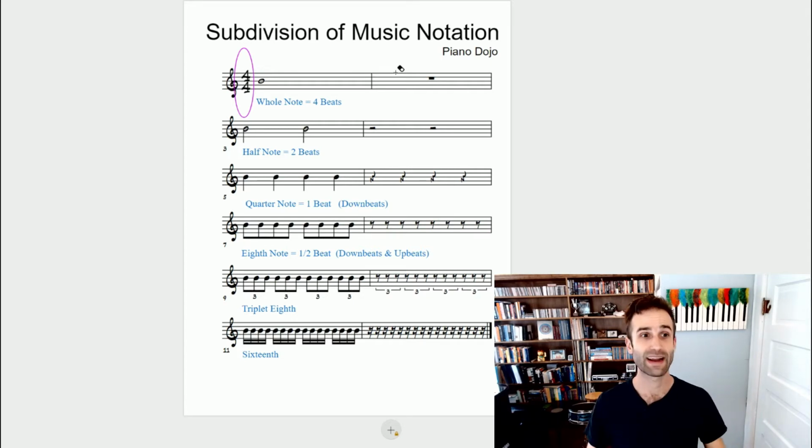Now, 4/4 is the most common time signature, and so we will be mostly sticking with 4/4 for right now, but you can change that. You can put different numbers of beats in the measures. We're not going to worry about that right now, okay?